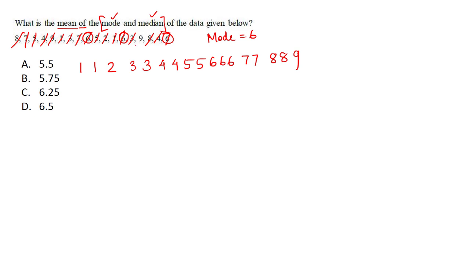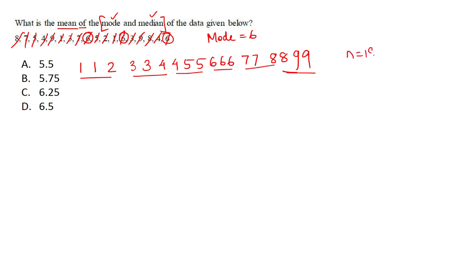And 9 are 2. Sorry, 9 are also 2. So let us count the total numbers over here. 3, 6, 9, 12, 15, 18. It comes out to be roughly 18. Is it 18? Let me check. 1, 2, 3, 4, 5, 6, 7, 8, 9, 10, 11, 12, 13, 14, 15, 16, 17, 18. Yes, it is 18 in total.